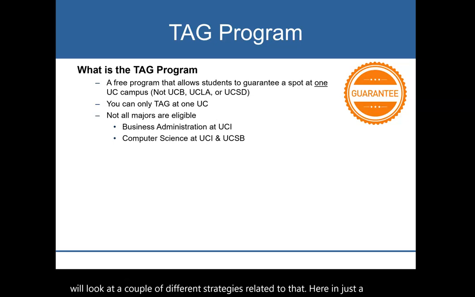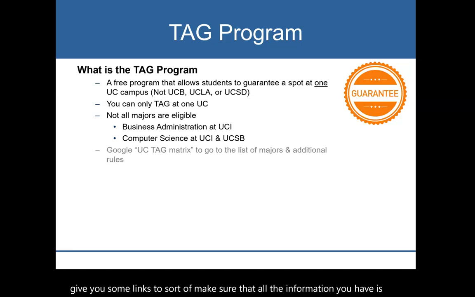Not all majors are eligible. I give a couple different examples here, but for example, you cannot TAG business administration at UC Irvine. At present, they do allow you to TAG, however, for business economics. Computer science, you cannot TAG currently at UC Irvine or UC Santa Barbara. And we'll talk about how these things can move and change, and also give you some links to make sure that all the information you have is current and updated.